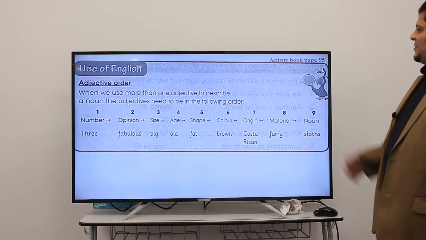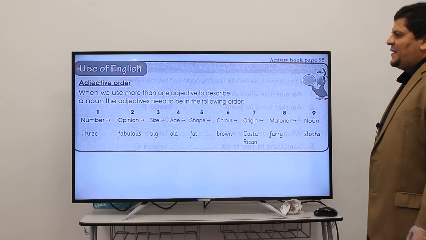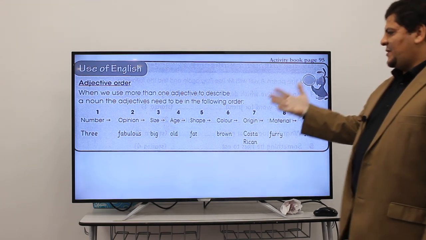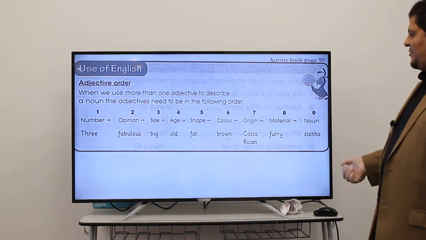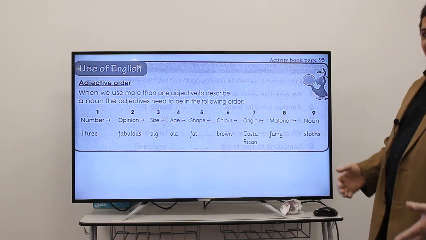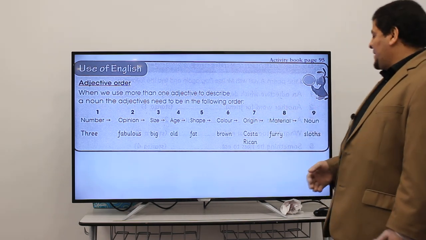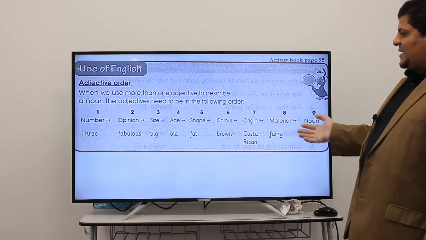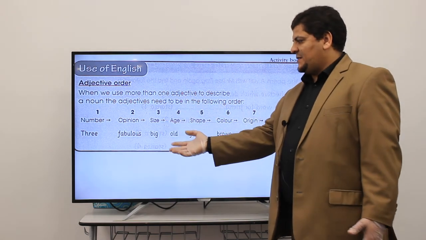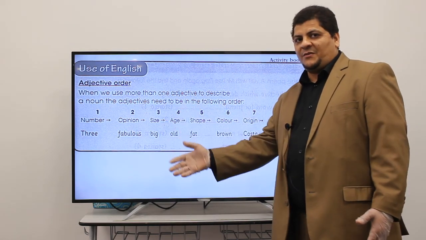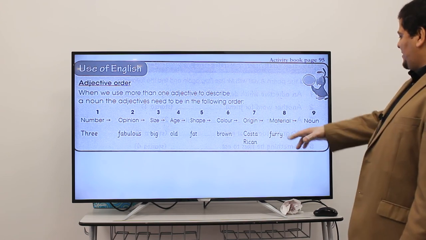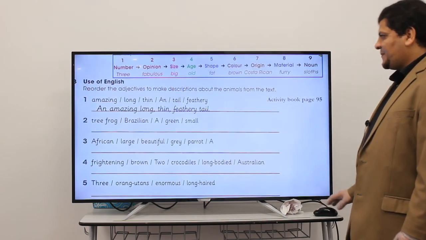Now, in your activity book, page 95, you are going to have the same order: number, opinion, size, age, shape, color, region, material, noun. Again, this is the adjective order, the order of the adjectives before a noun. Here, for example, we can't say fabulous three, we say three fabulous, big, old, fat, brown, Costa Rican, furry sloths.